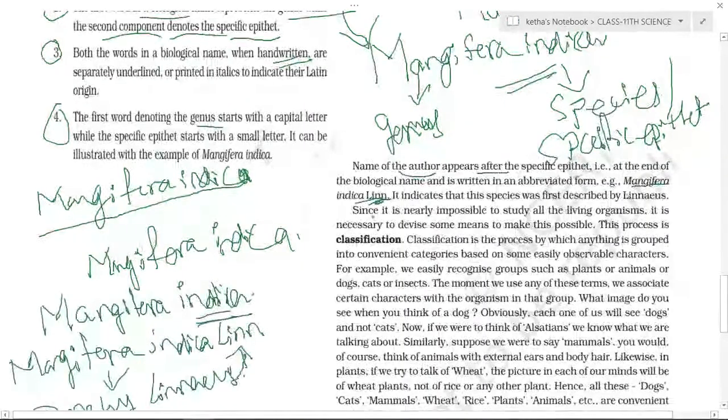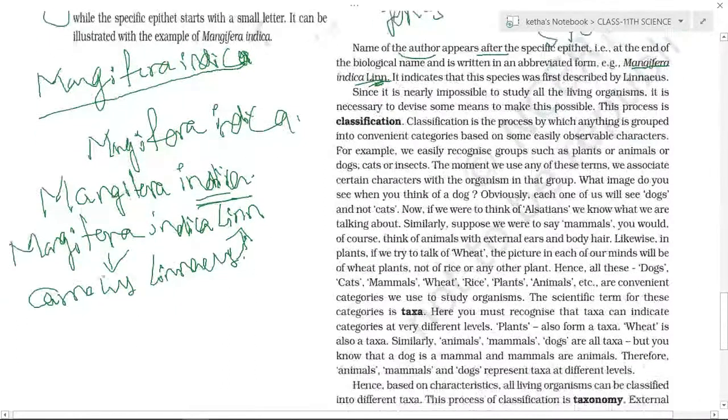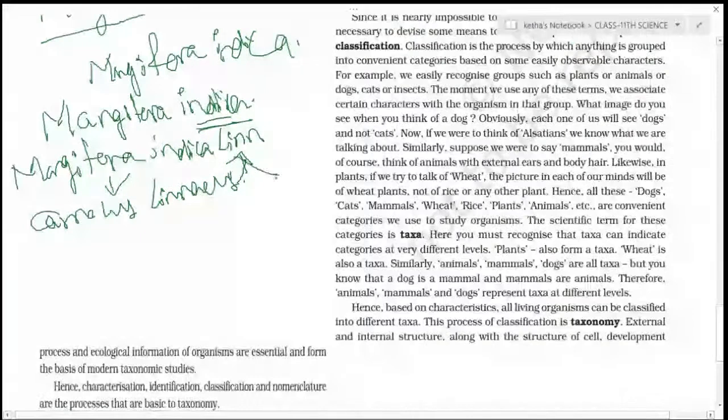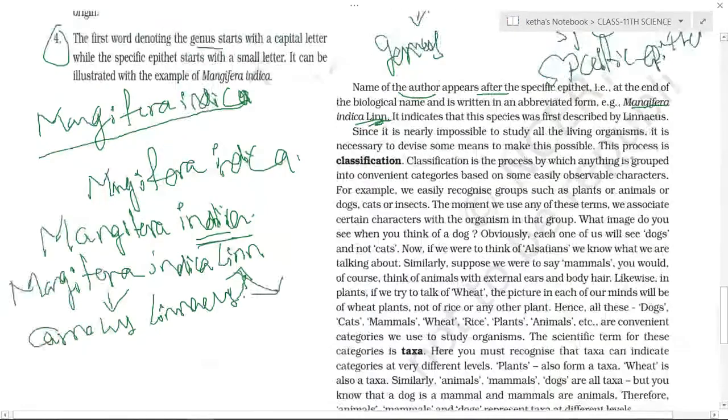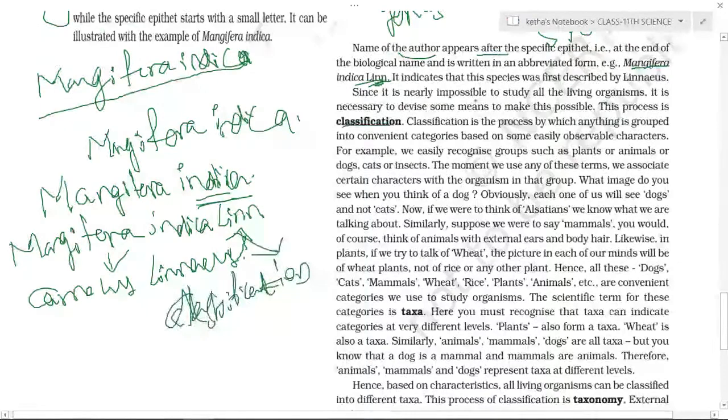Since it is nearly impossible to study all the living organisms, it is necessary to devise some means to make this possible. That means we have to classify them. This process is classification. Classify means we have to keep the scientific names under a classification to avoid confusion.